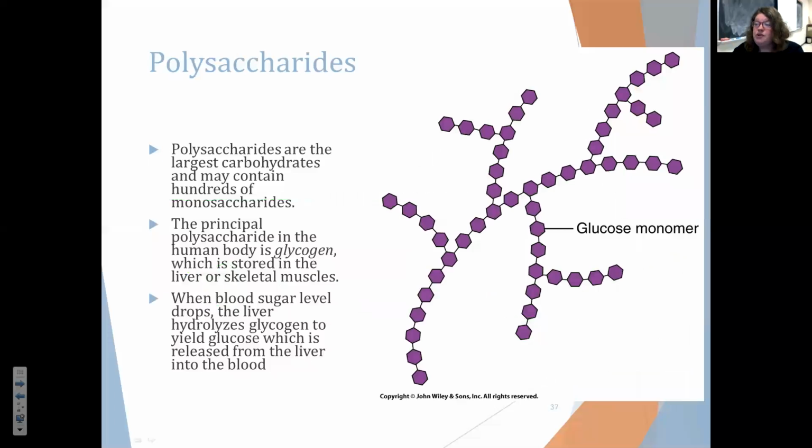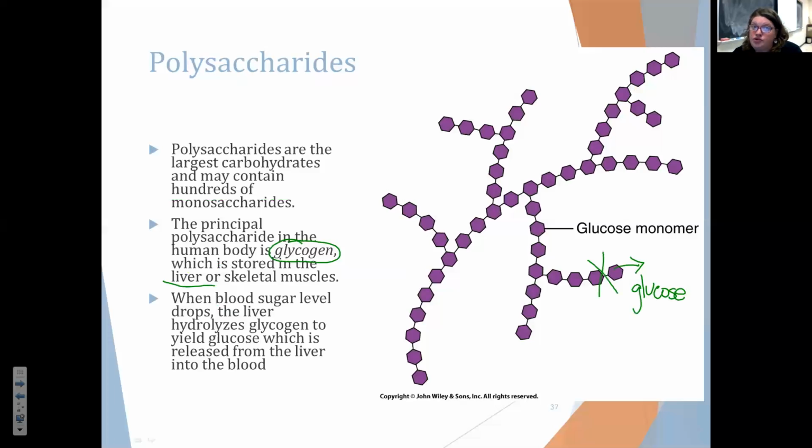We can build up to even larger and larger chains of polysaccharides. What they're showing you here is glycogen, and this is really important in human physiology. This is how glucose is stored in the liver and also the skeletal muscles. It's these long branched chains of glucose, and to get glucose out of the liver, you just break these bonds, and that releases a glucose molecule, a glucose monomer.